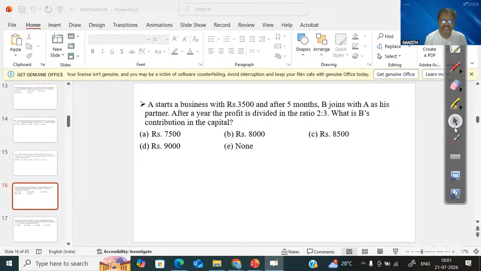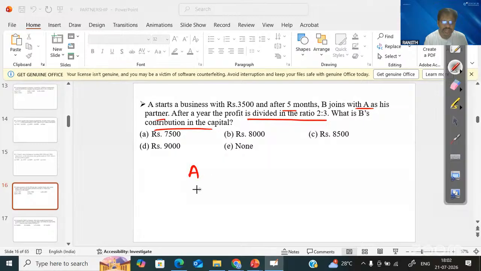A started a business with 3,500. After 5 months, B joined A as his partner. After a year, the profit is divided in the ratio of 2:3. What is the contribution of B in the capital? What is the investment of A?